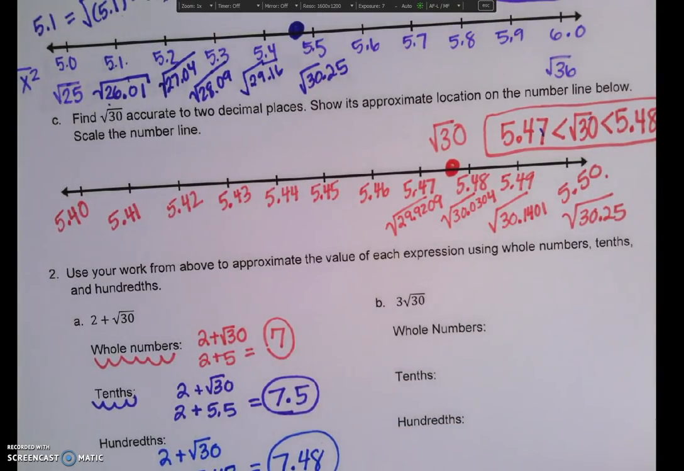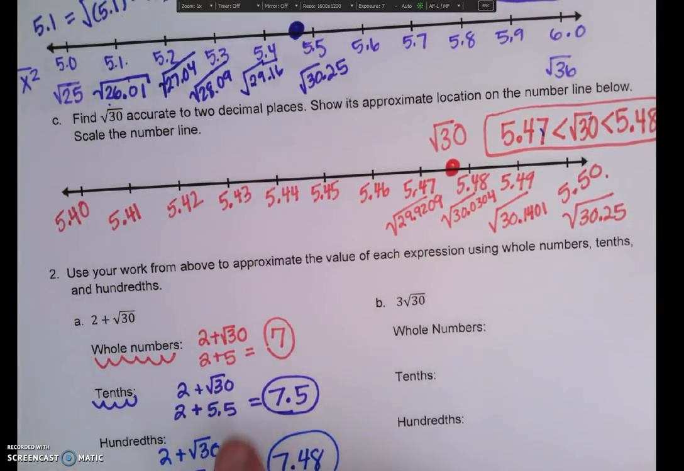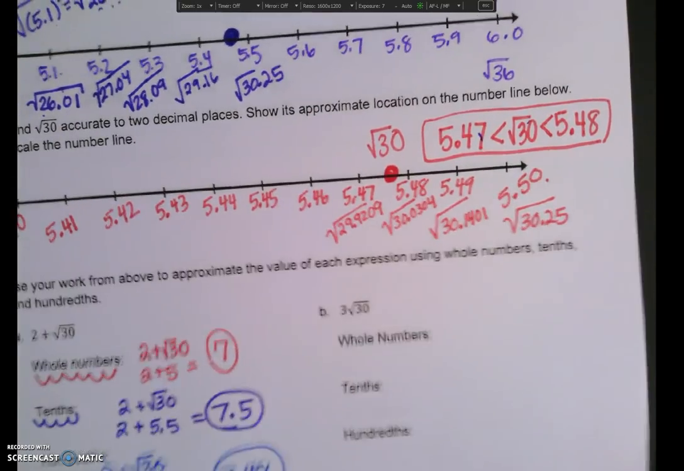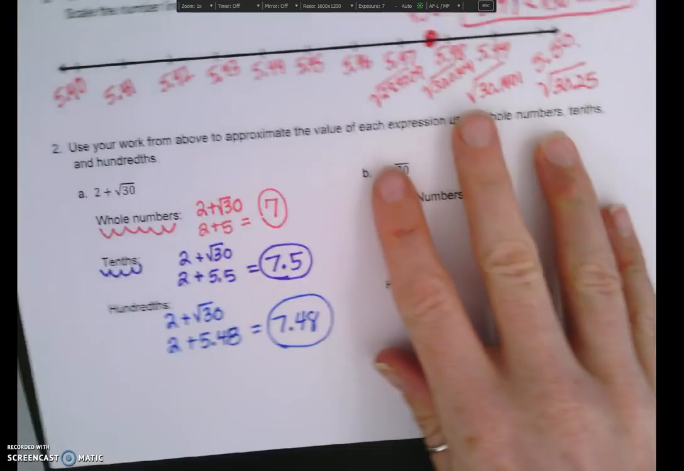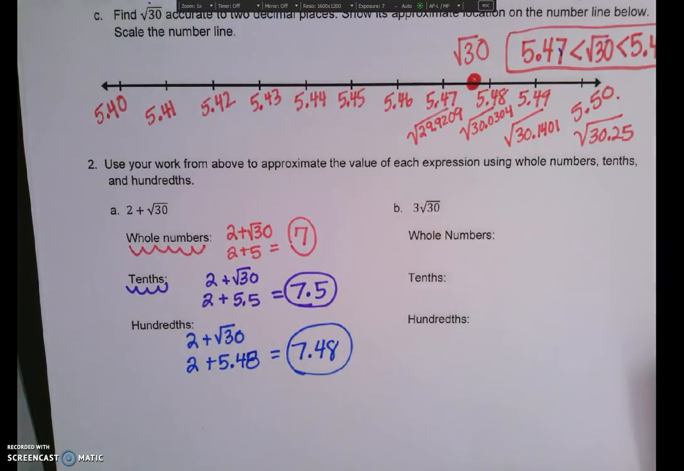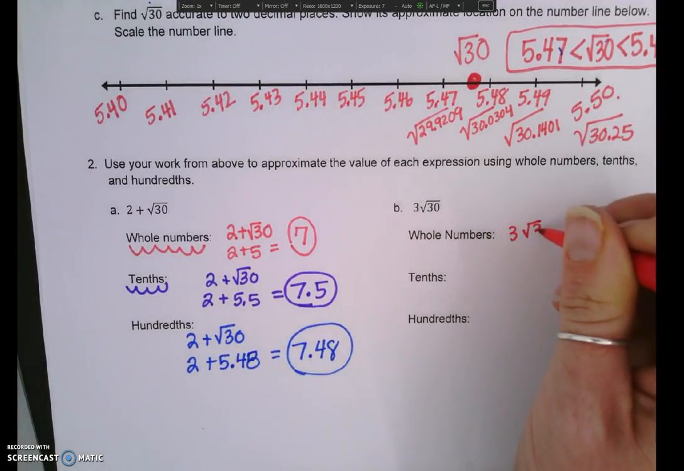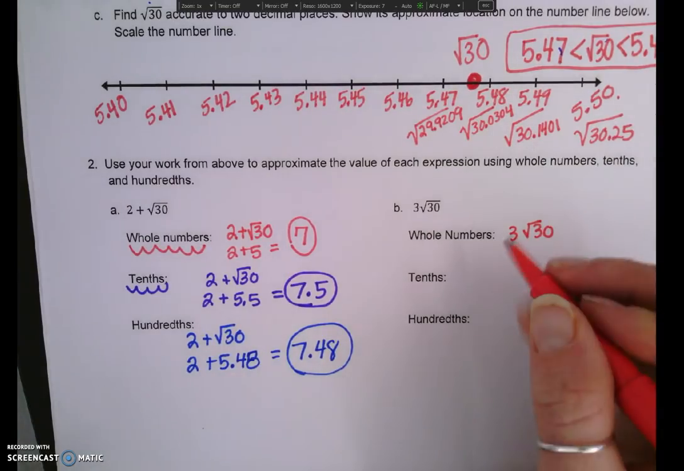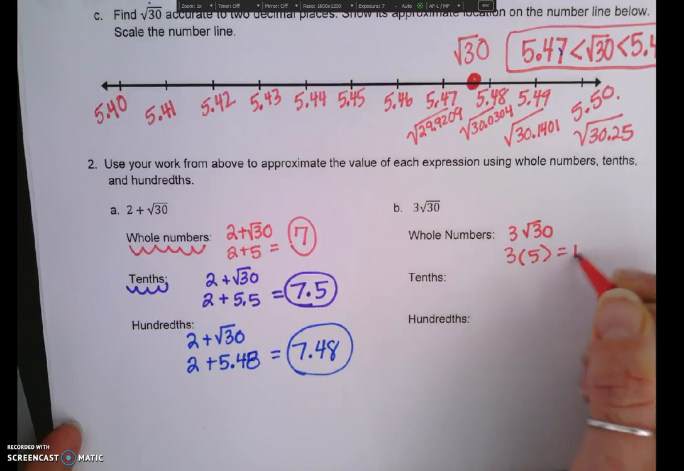Let's keep looking at part B. Now we're going to use our same number approximations, but instead of adding, we're going to be multiplying our values. So 3 times radical 30. And our whole number approximation was 5, so 3 times 5, about 15.